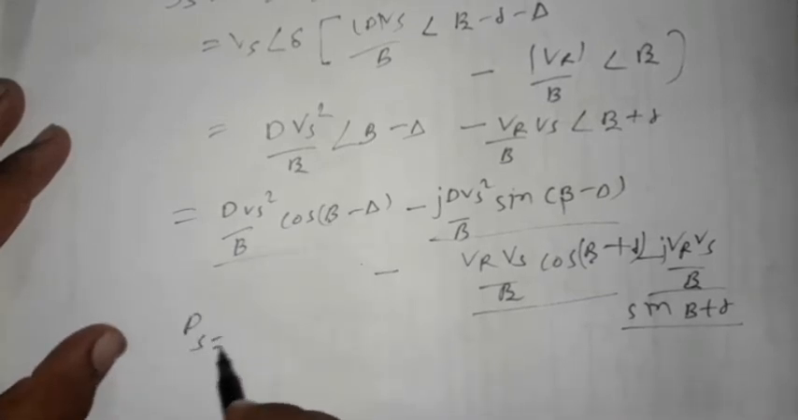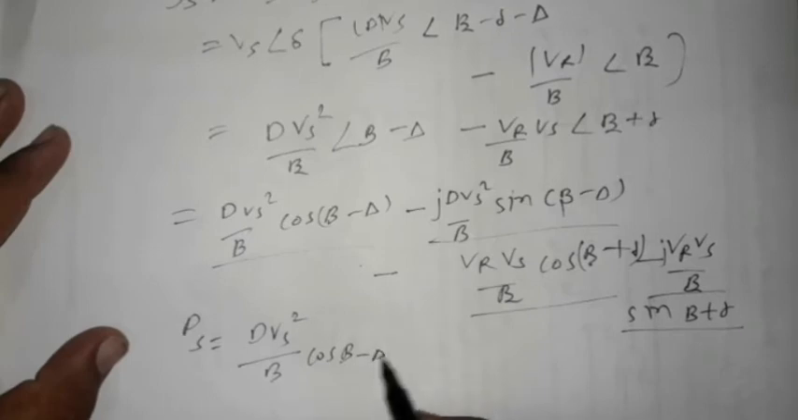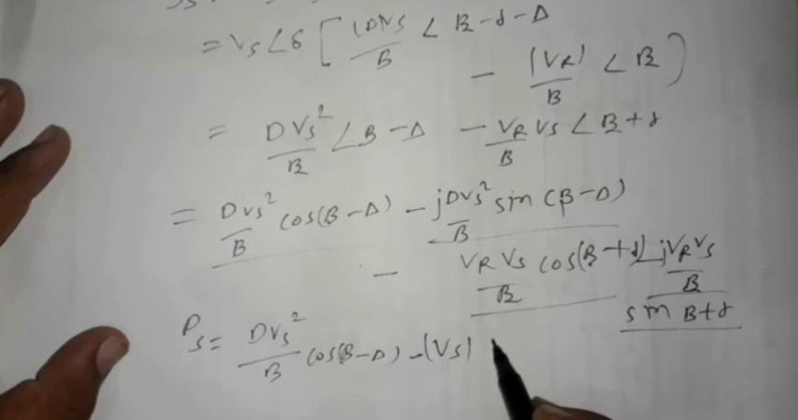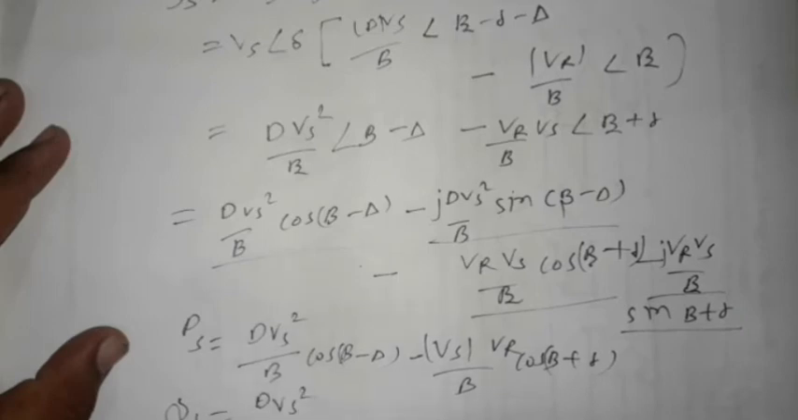So PS is equal to DVs square by B cos(beta minus delta) minus Vs VR by B cos(beta plus delta), and Qs is equal to DVs square by B sin(beta minus delta) minus Vs into VR by B sin(beta plus delta).